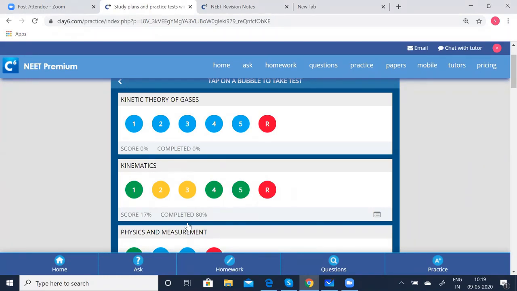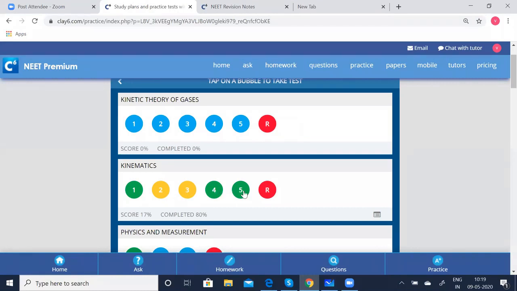The blue bubble indicates that you have not taken that test. The red bubble is the random test which you can take. The green bubble says that you have already taken the test, and the yellow bubble says it is an incomplete test. You can continue the test. You can take the test any number of times. Even if you have done it once, it doesn't mean the test ends there.